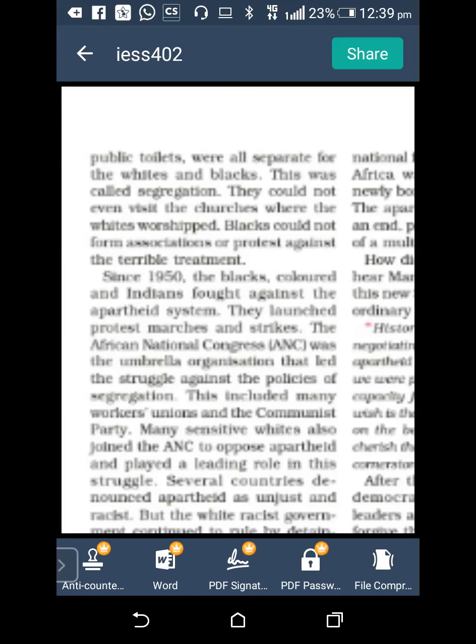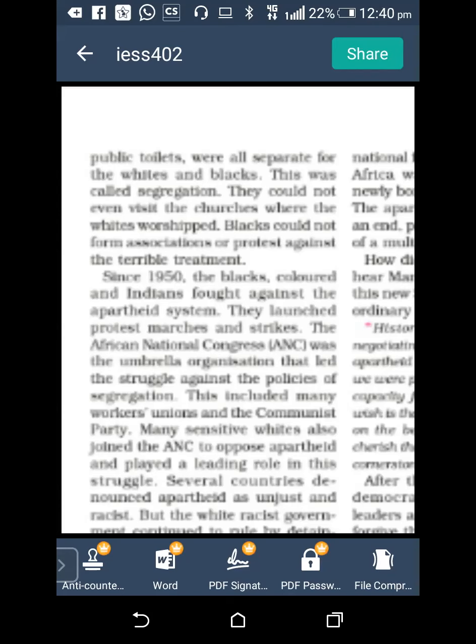Several countries denounced apartheid as unjust, racist. कई countries ने उनके साथ अपने नाते तोड़ लिए, and India also didn't allow any Indians to go and have a look in South Africa, because Indians were not allowed, and the passport also stated that the person cannot move to South Africa.